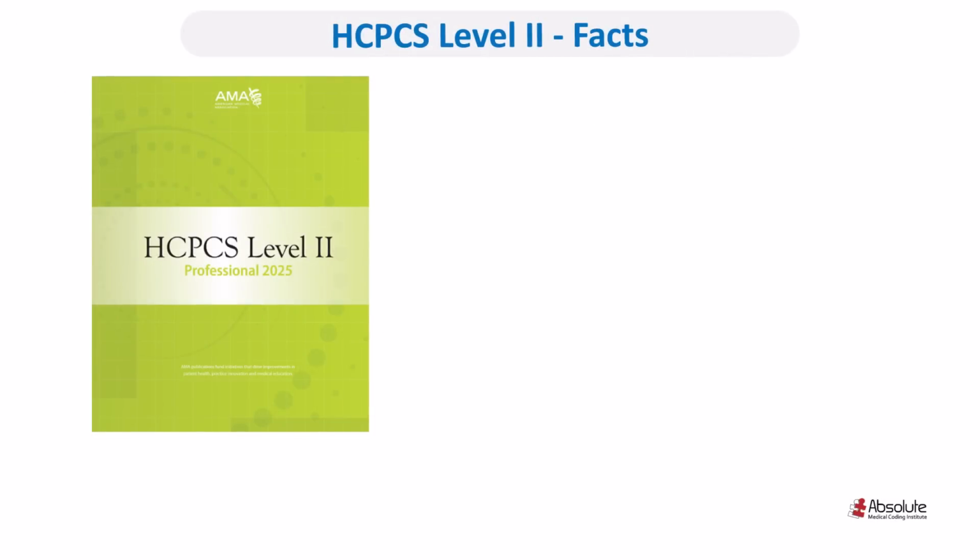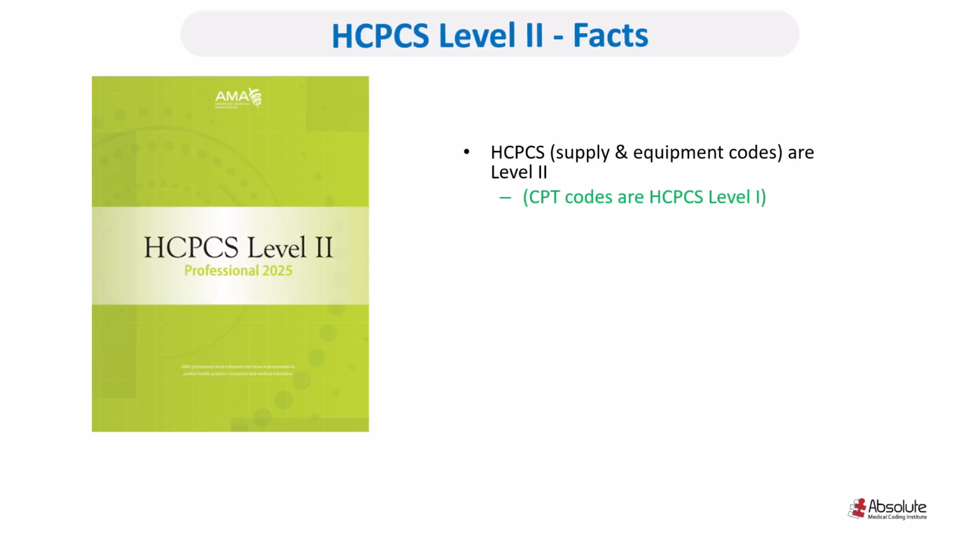Now, let's talk facts about HCPCS Level 2 codes. Number 1, HCPCS codes are used for supplies, equipment, procedures, and services. And remember, these are Level 2 codes. Do not confuse HCPCS codes with CPT codes because CPT codes are HCPCS Level 1 codes. I'm going to let that marinate. Just a moment, just for a moment.